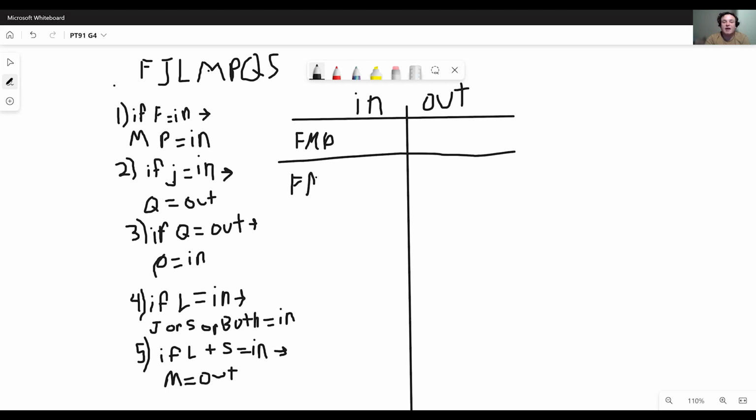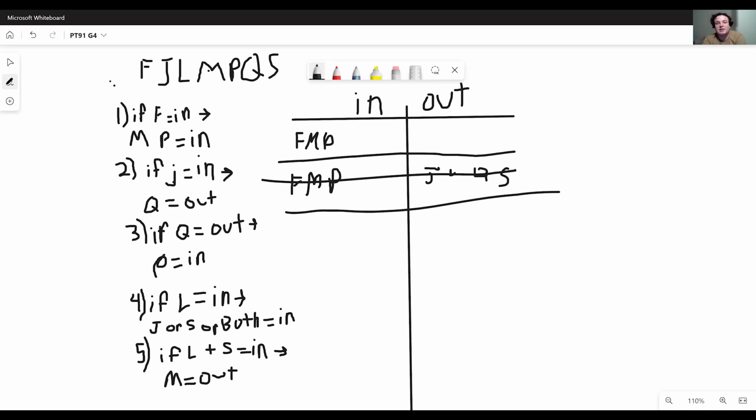This one's asking: if F is in, then at least 4 have to be in. So we're trying to find a case where there are only 3 people in. J is out, and there are no rules about J being out. L is out, no rules about L being out. Q is out, P and S would need to be in, but P's already in. And S being out doesn't have any rules tied to it either. So this one works, and we can eliminate B. You guys both have the correct answer, so that's good.